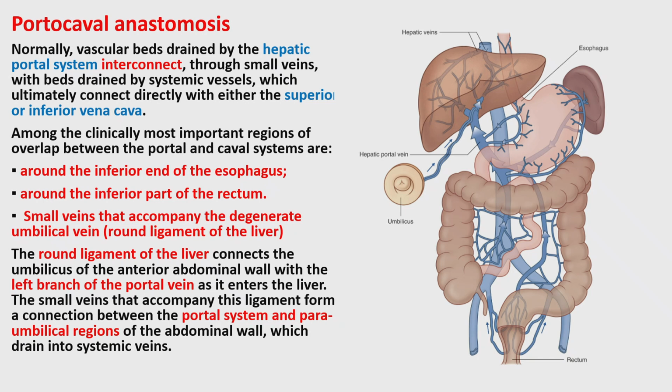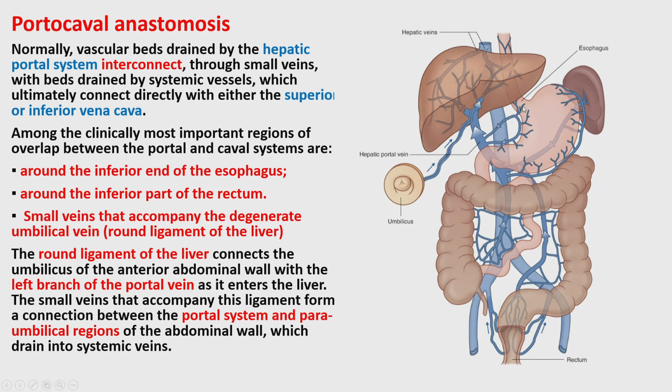So three places are crucially important. There are more places, approximately 6, but 3 of them are very, very important, and every student must be able to explain this portocaval anastomosis in these regions. One is around the inferior end of the esophagus. The other is around the middle and inferior part of the rectum. And the other is around the umbilical region. So these 3 regions are crucially important.